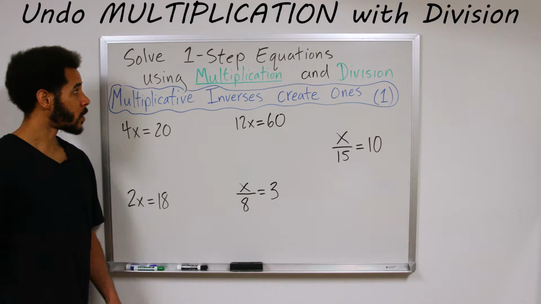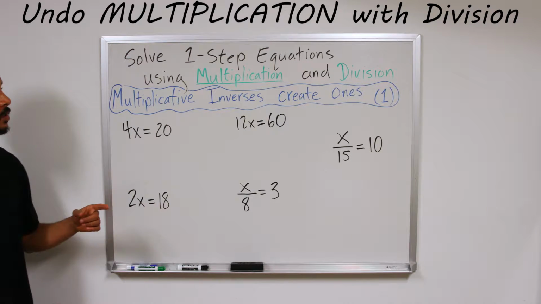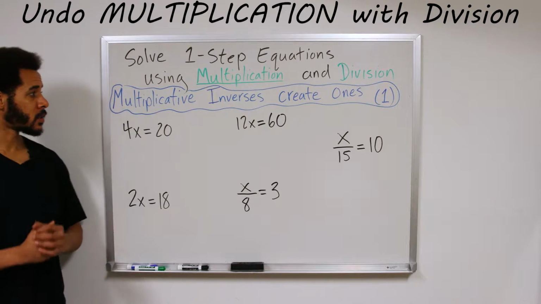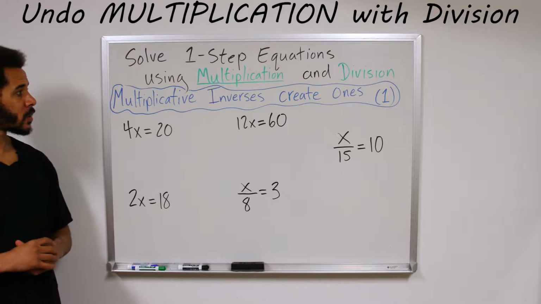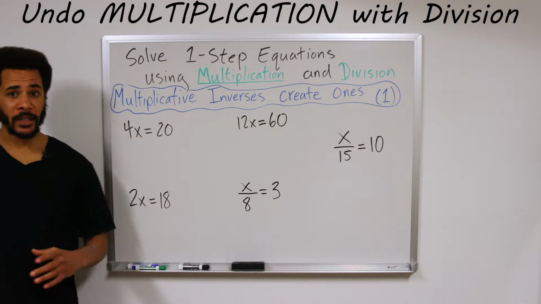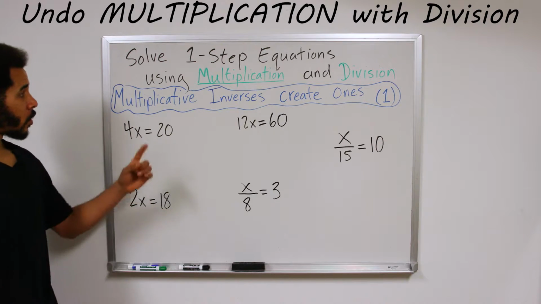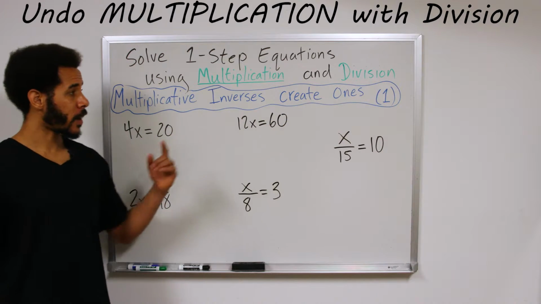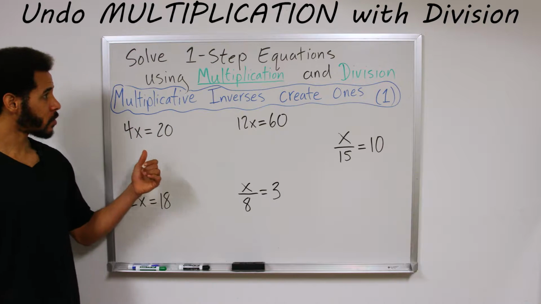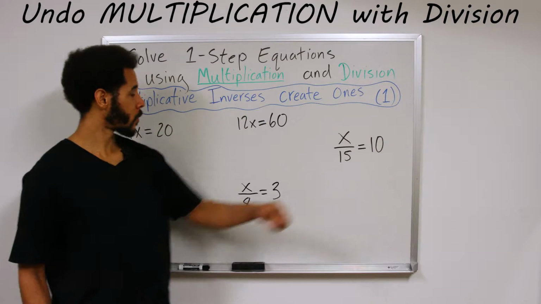In a previous video, we discussed how to solve one-step equations using addition and subtraction. Today, we're going to talk about multiplication and division. With addition and subtraction, we're creating zeros to isolate a variable, x in this case. With multiplication and division, our identity, the way we isolate a variable, is by creating a 1.